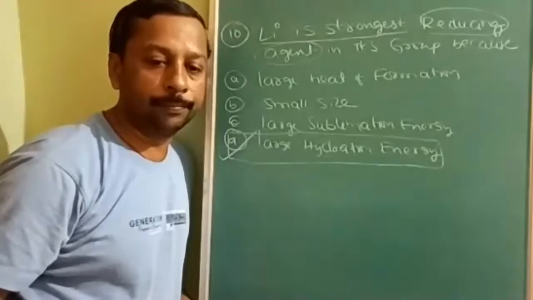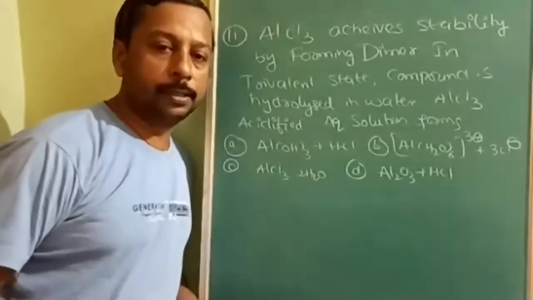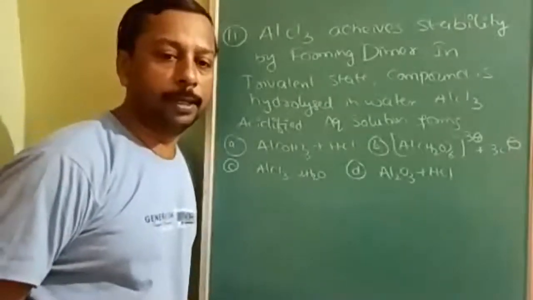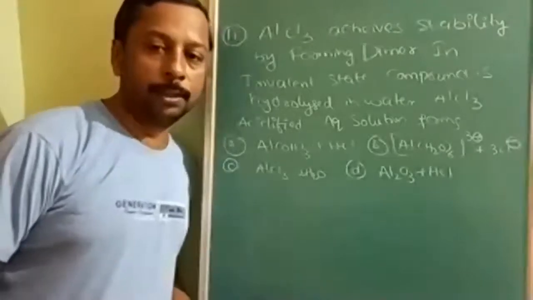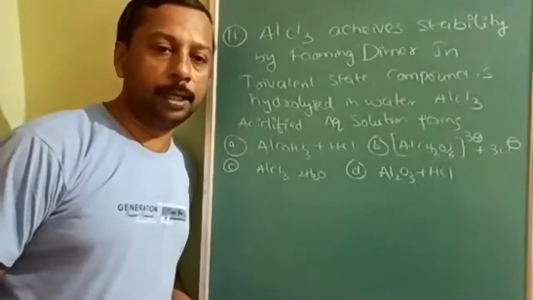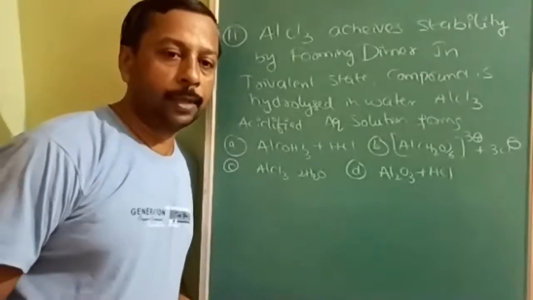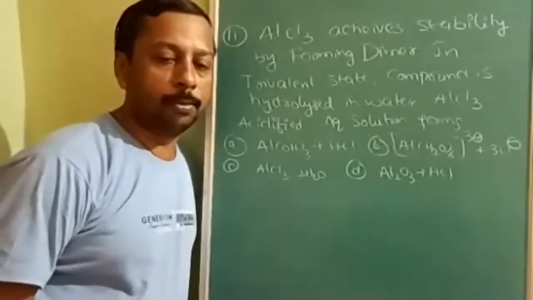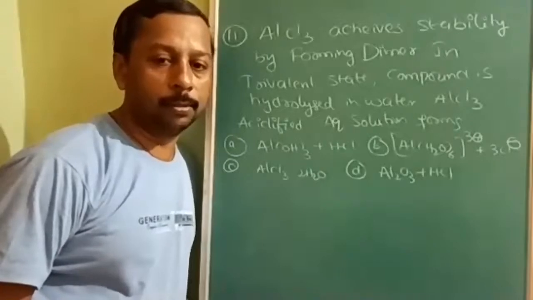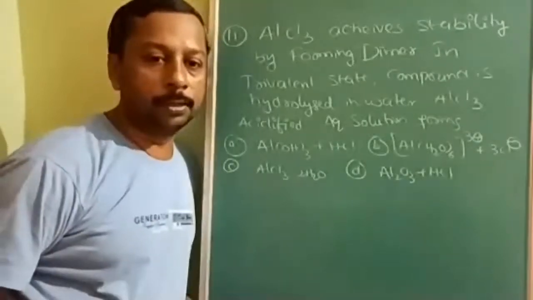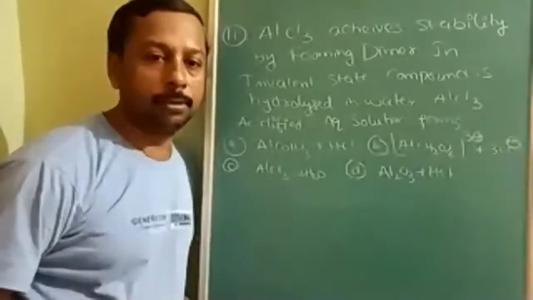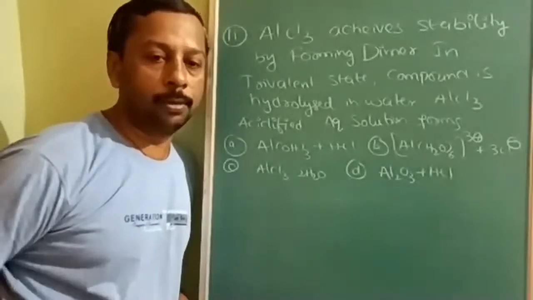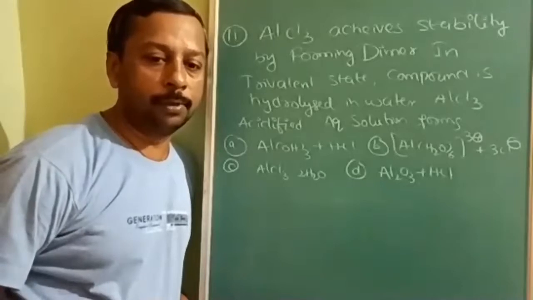Okay, next question. AlCl3 achieves stability by forming a dimer. Actually, it is an electron deficient compound, but it attains stability as Al2Cl6. And in the trivalent state, the compound is hydrolyzed in water. Okay, so what is the product formed when treated in aqueous solution? Okay, in aqueous solution, what is the product formed?